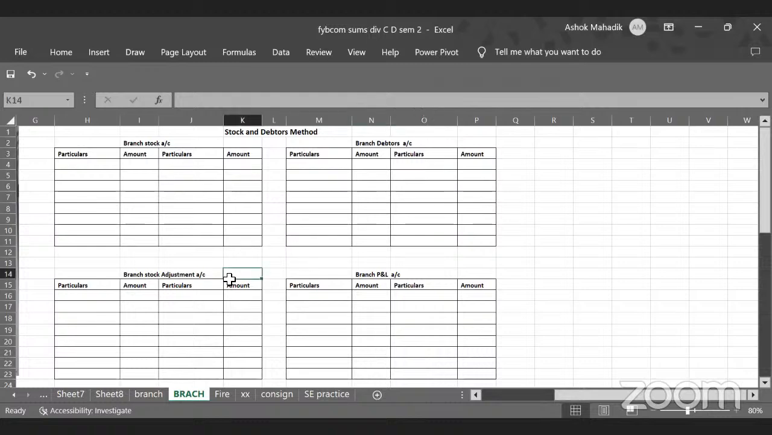So I'll start a new stream at 12:30 and we'll be solving one sum with both methods, that is branch accounts with the debtors method and the stock and debtors method. And after that, I'll go to consignment in the afternoon.